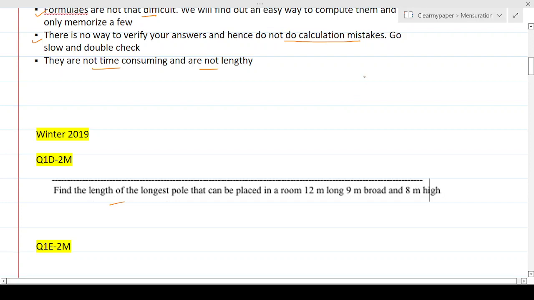So given that, and to avoid calculation mistakes, I'll always recommend that should you choose to attempt a mensuration problem, you always go slow on that. There's no hurry, because taking a couple of minutes extra is fine, because it's not lengthy to start with. It's not going to consume much of your time. And once you get your answers, always double check all the steps to make sure that you're securing your marks.